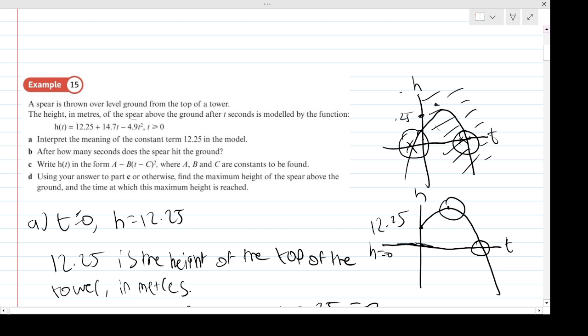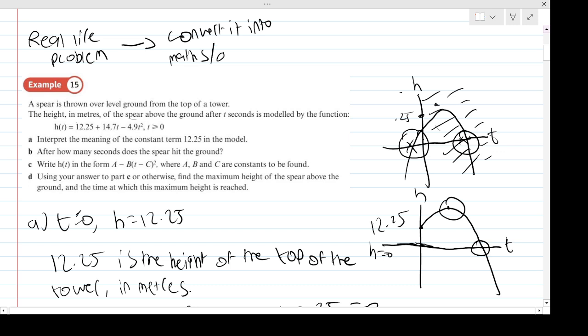But as you can see here, this goes back to what I was on about with modeling, is that we have a real life problem or real life scenario, then we convert it into maths or convert it into a mathematical equation. Then we solve the maths, right? We solve the maths equation.